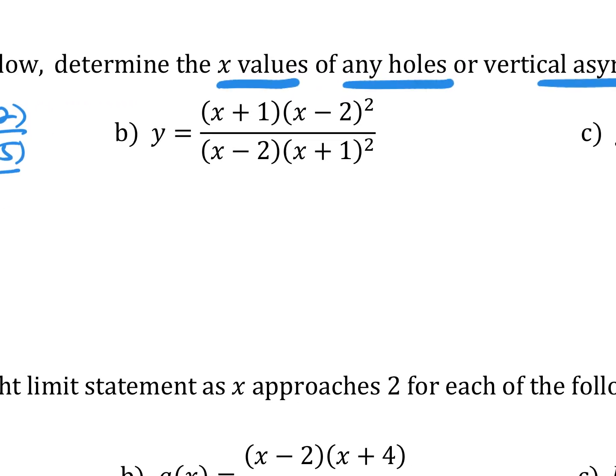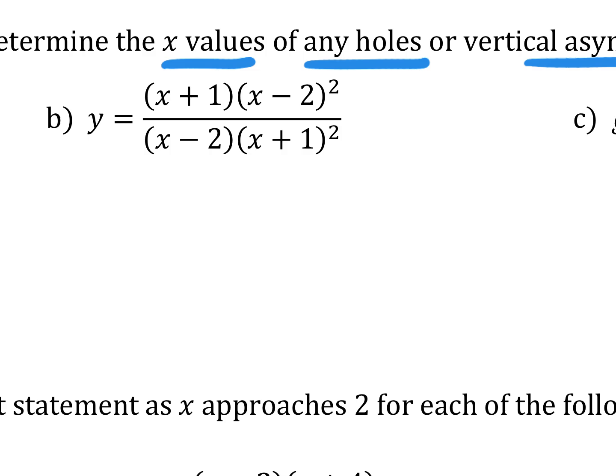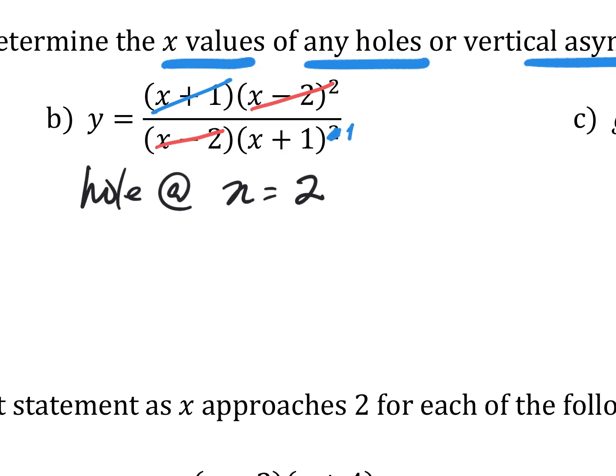Okay, let's go for letter B. Here, this is very interesting because I can easily see that I can cancel out here. This is x minus 2 and x minus 2, and they are canceled out completely. Therefore, I can say that the hole is at x is equal to 2. Okay, look at the other factor. Here I can also see x plus 1, and there's going to be another one down here. So it didn't completely cancel out.